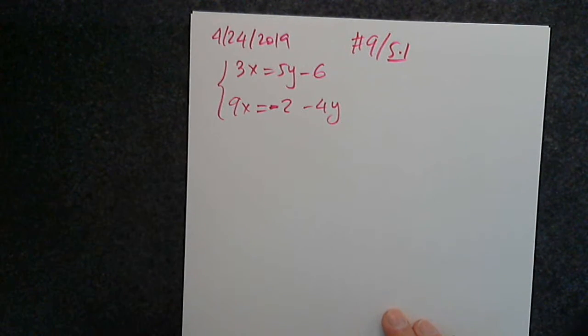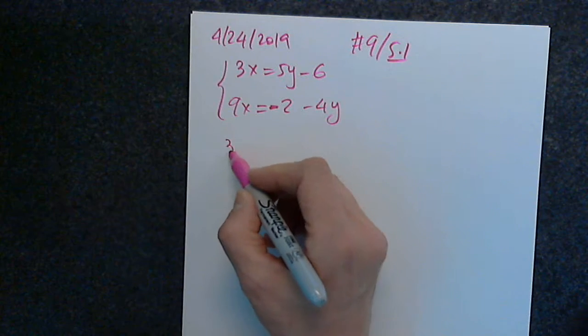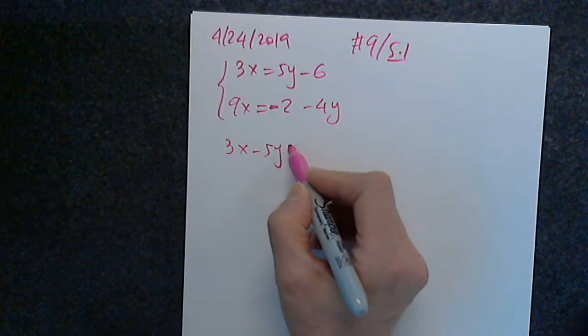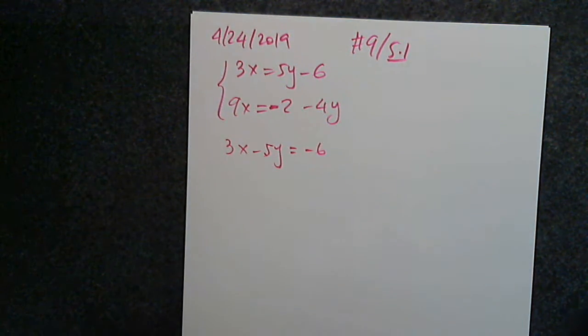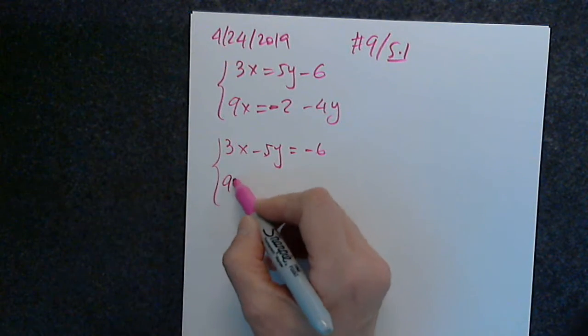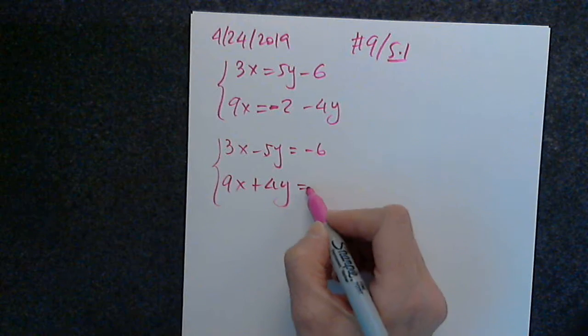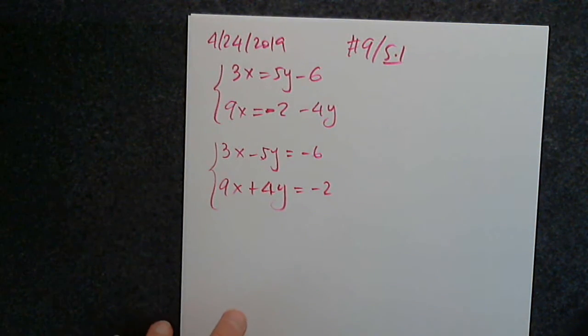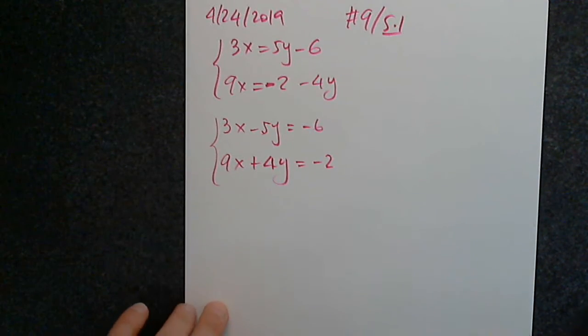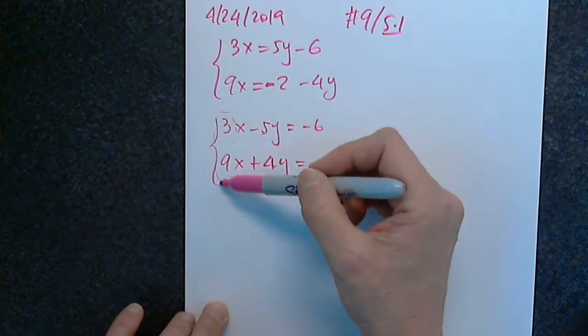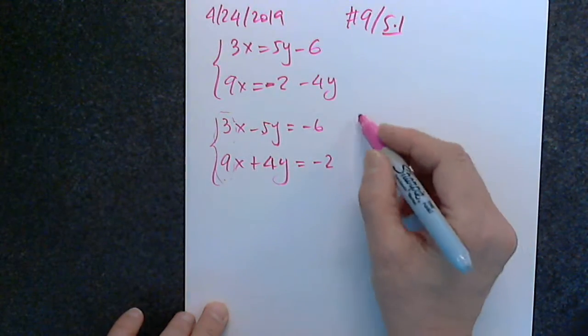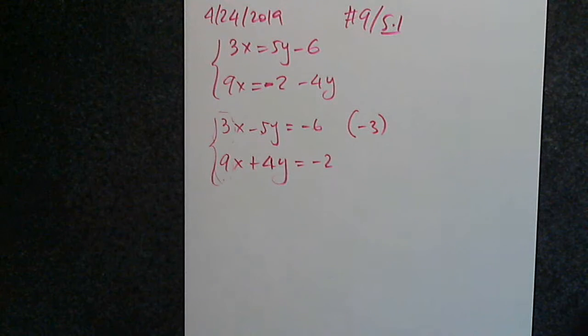First of all, it's not arranged in the correct order, so I will rearrange it as 3x minus 5y equals -6. Do we agree with this step? Okay. Then the same thing with 9x plus 4y equals -2. I think the best thing to do is to eliminate x, multiplying the first equation, both sides, everything, by -3.